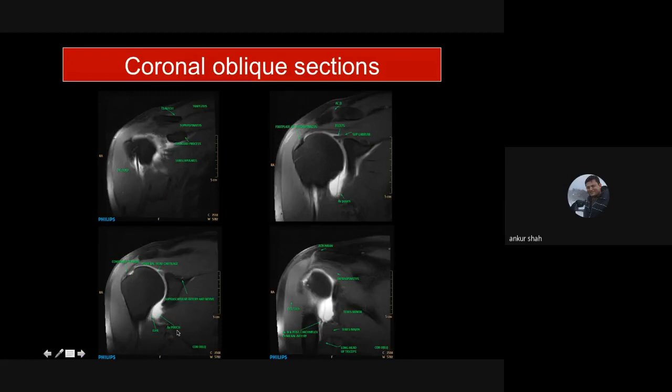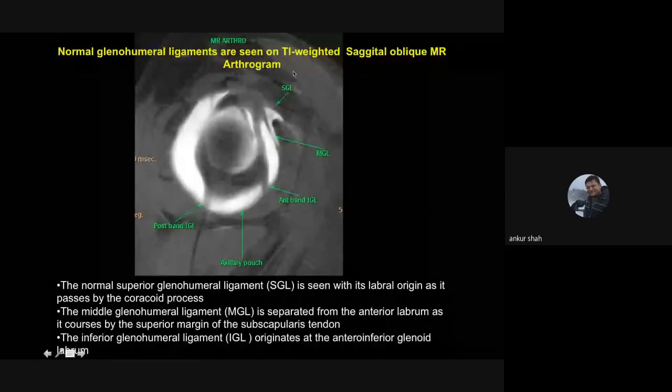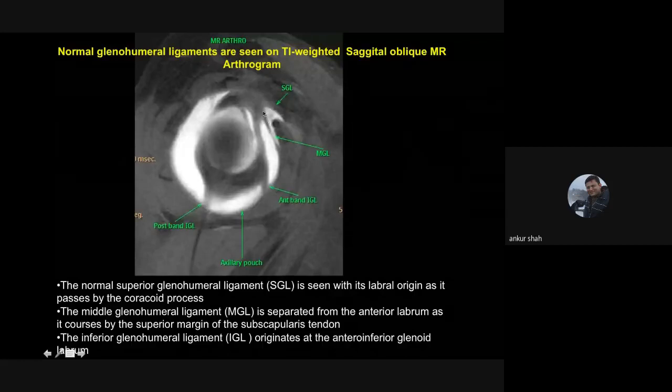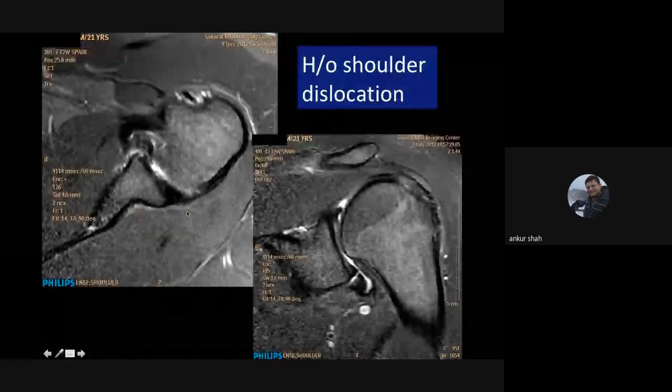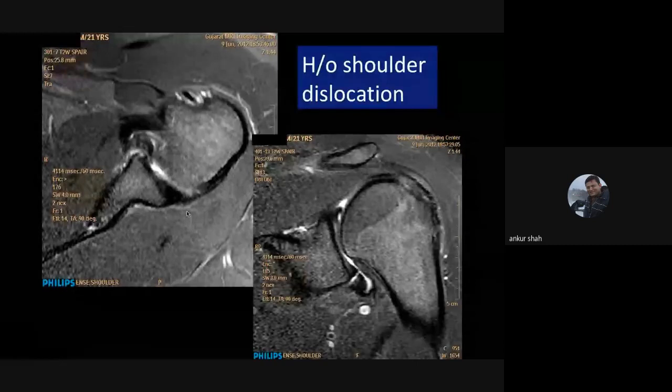So these are all details like the superior glenohumeral, the middle glenohumeral, the anterior and posterior bands of inferior glenohumeral, the axillary pouch, all are very clearly and very nicely seen once you do an arthro. But ultimately arthro is an invasive procedure and we try to avoid it so far as possible.